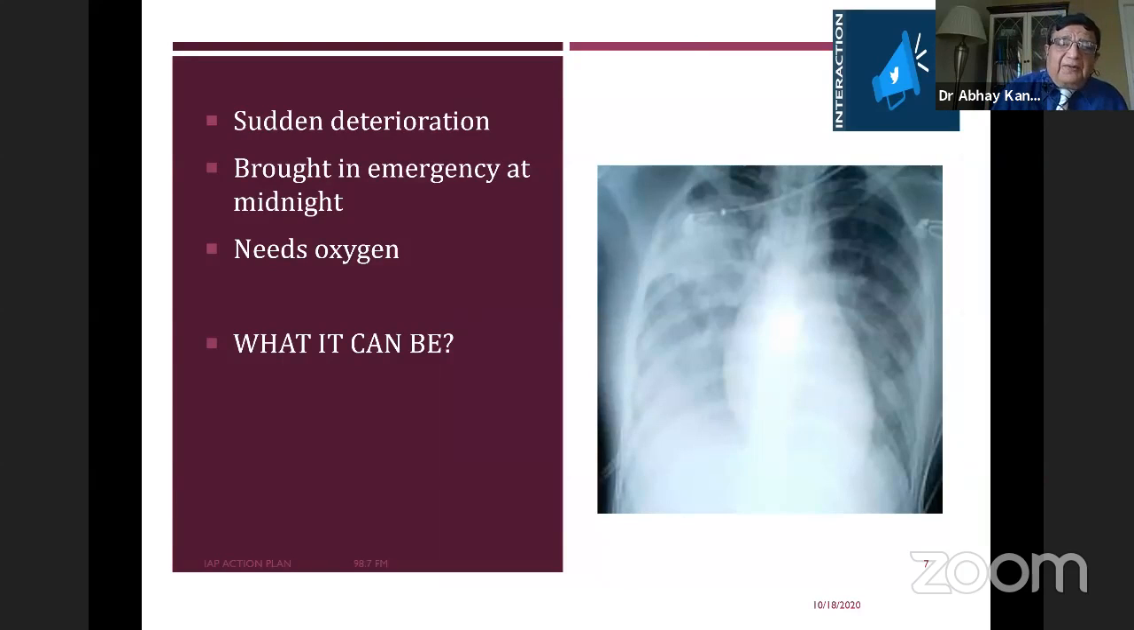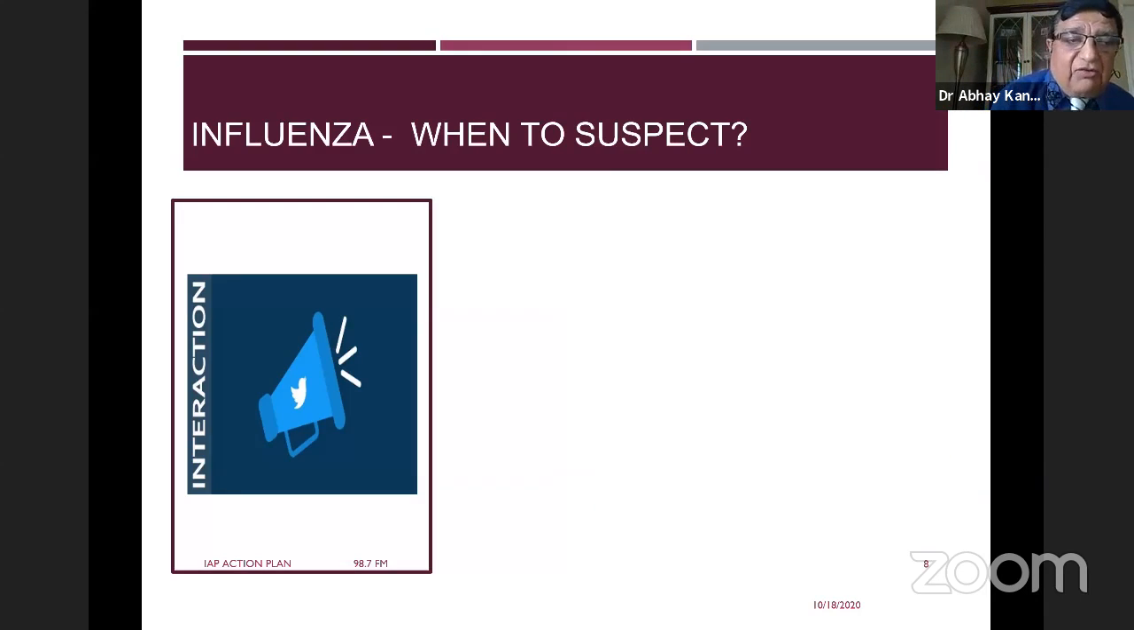But surprisingly, there was sudden deterioration, and the child was brought to the emergency. And when the X-ray was done, it was a very bad X-ray, and the child was maintaining oxygen saturation of about 94, 93 after 7 liters of oxygen. So there is a viral prodromal picture. There is an epidemiological setting for H1N1 in the recent past, and there is a sudden deterioration. So what are we dealing with? So probably here we are dealing with a case of influenza.